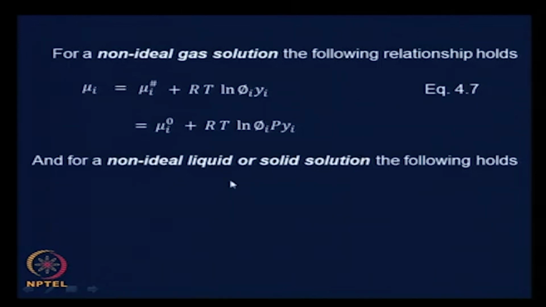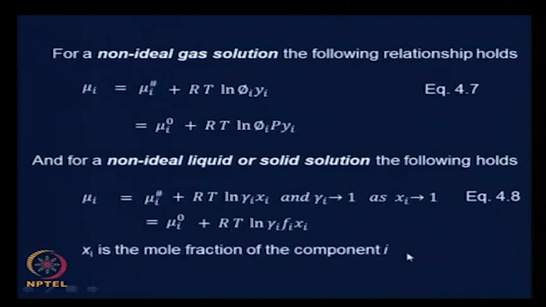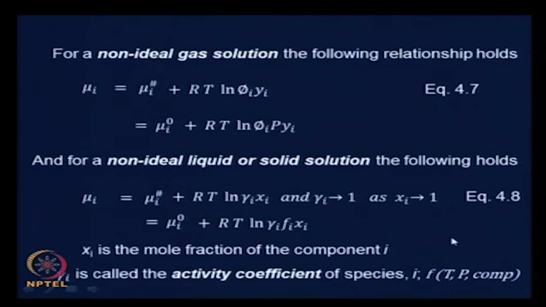For a non-ideal liquid or gas solution, we could write mu_i equals mu_i hash plus RT ln gamma_i x_i. So gamma comes in for a non-ideal liquid or gas solution, and gamma_i tends to 1 as x_i, the mole fraction, tends to 1, which could also be written as mu_i naught plus RT ln gamma_i f_i x_i. Also note that gamma_i is a function of temperature, pressure and composition.